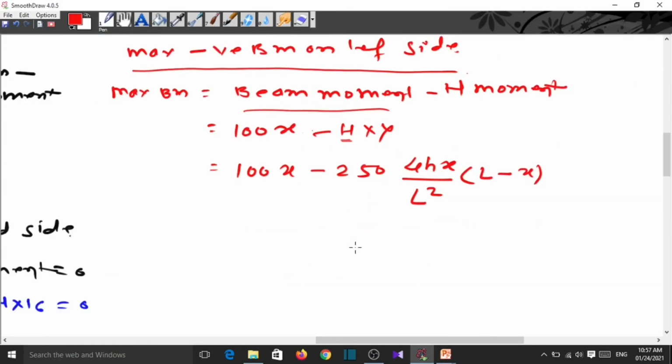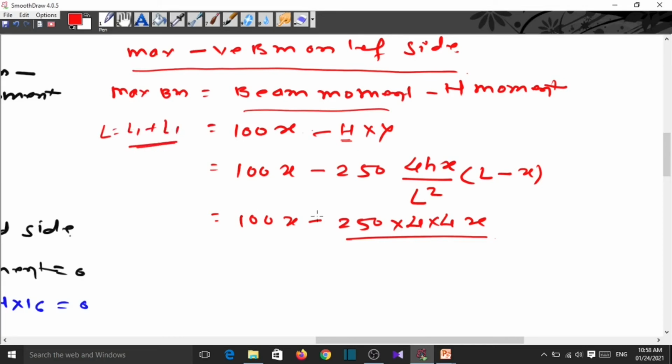So we can say that here this is equal to 100x minus 250 into 4, h is equal to 4 into x, and here this L is equal to L1 plus L1, that is 20, square into 20 minus x. So here we got the equation.